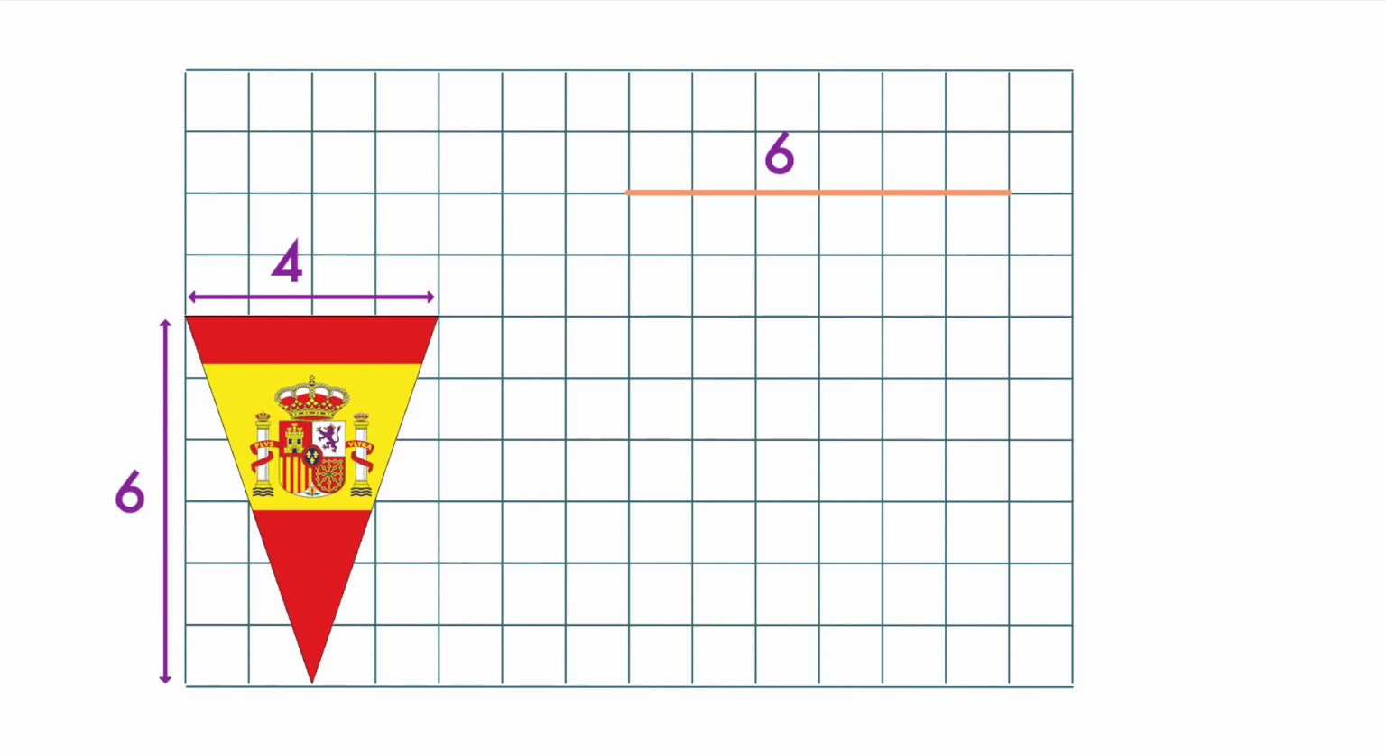Here is 6 units. On the drawing, it's going to be 9 units then. This way, this scale drawing is larger by 1.5 times.